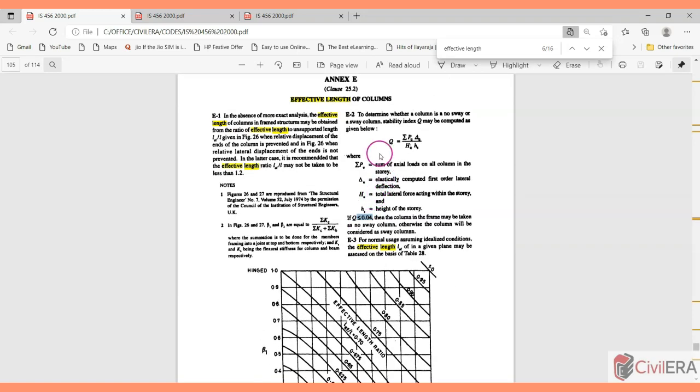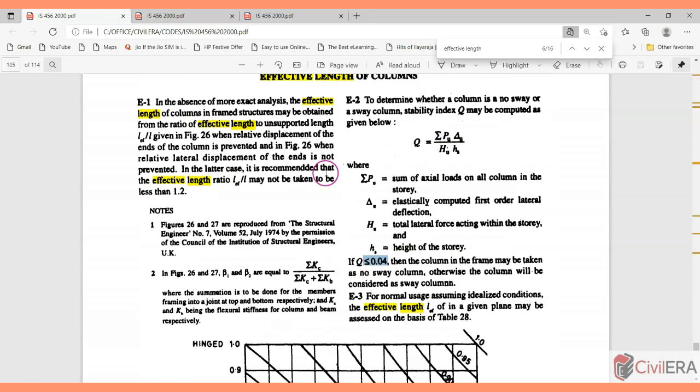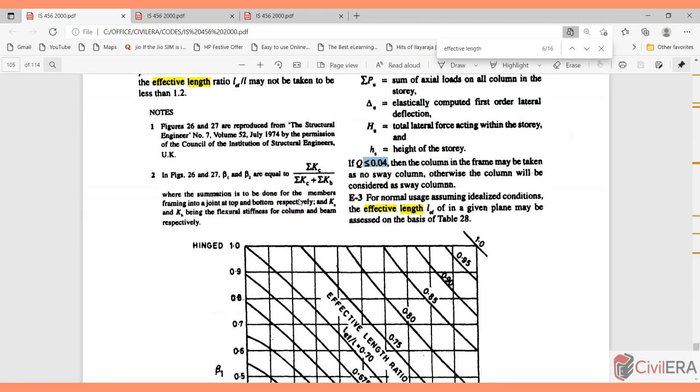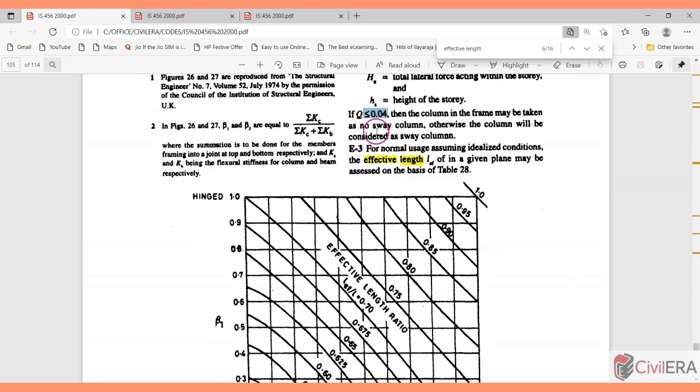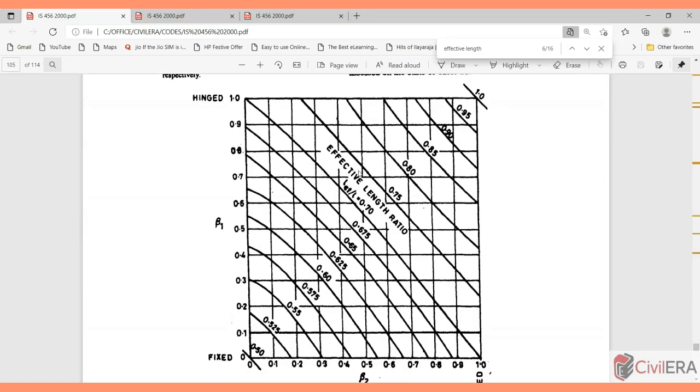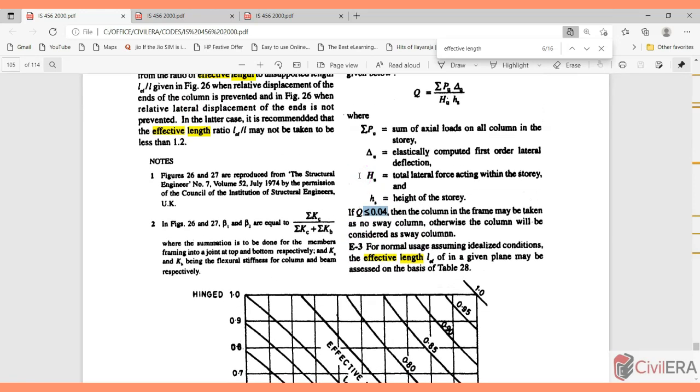This is very important: Q value calculations and how we can arrive at these graphs. If you are using software like ETABS, it will automatically do that. I will guide you through that in a different video or in our training programs. I'm not taking you through the entire process now, but it is possible to assess this Q value and get the exact effective length factors rather than adopting things mentioned in table 28. I advise you to understand this entire topic, interpret it rightly, and then design columns based on sway or non-sway.